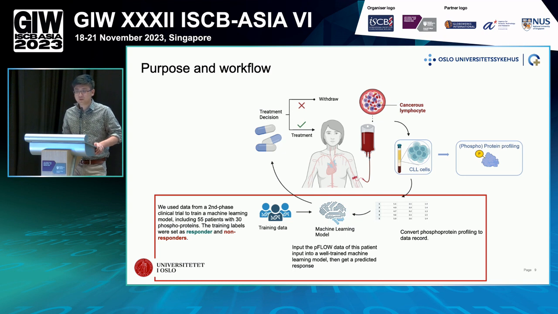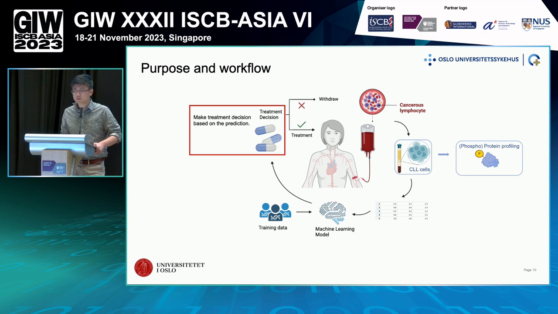In our project, we use data from a second phase clinical trial to train a machine learning model, including 55 patients with 30 phosphoproteins. These 30 proteins are pre-decided by biological knowledge. The training labels were set as responder and non-responder, and I'm going to explain that later. After that, we make the treatment decision based on the prediction. The predicted value will be responder or non-responder. If it is responder, we will try to use this drug on this patient. If not, we will withdraw this treatment because the time of the patients is so valuable.